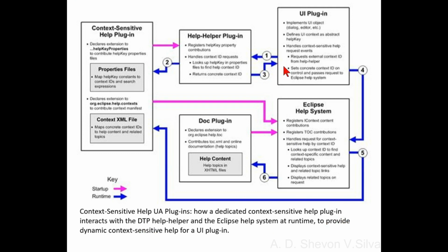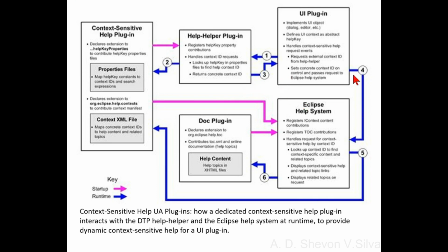Step 1, the UI plugin requests a concrete help context ID from the DTP helper plugin by passing an abstract help key. Step 2, the DTP helper looks up the help context ID by its associated help key in the help key properties file that was registered for the UI plugin. Step 3, the DTP helper returns a help context ID to the UI plugin.